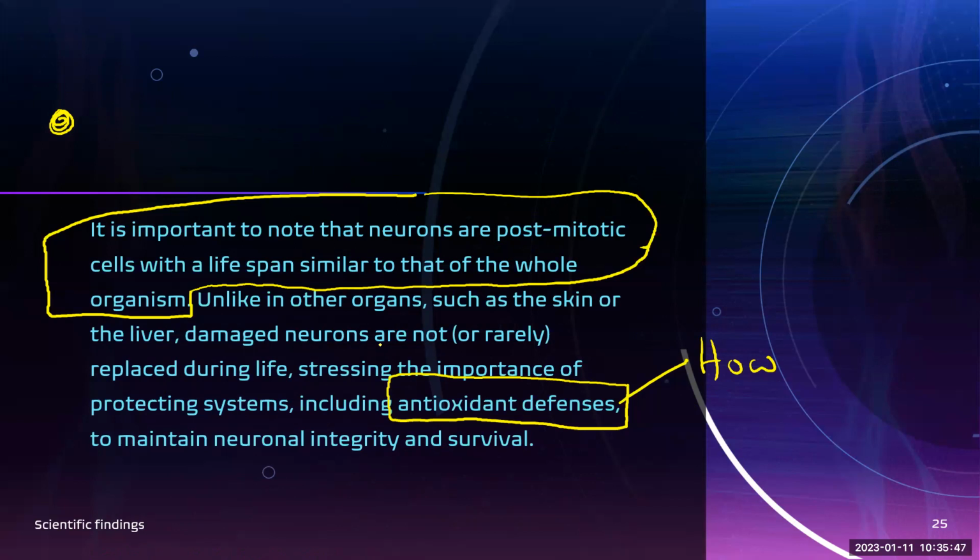Unlike in other organs, such as the skin or the liver, damaged neurons are not replaced during life. I mean, skin is one of the best examples: every 3, 4, 5, 6 days, it is renewing the cells. New cells are made, and in the digestive system, the epithelial cells again renew every 3, 4 days. And the liver maybe rarely, not so often, but neurons almost never.